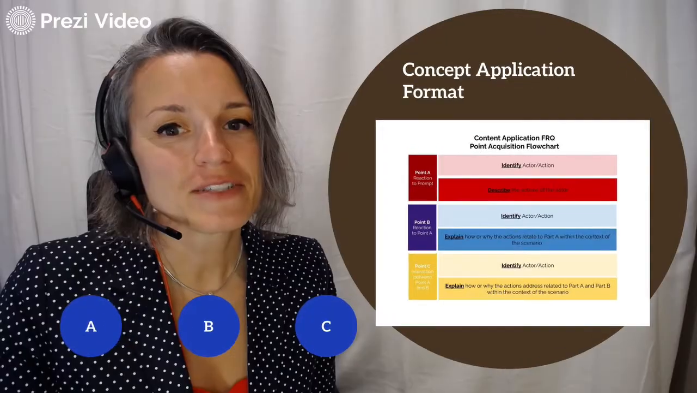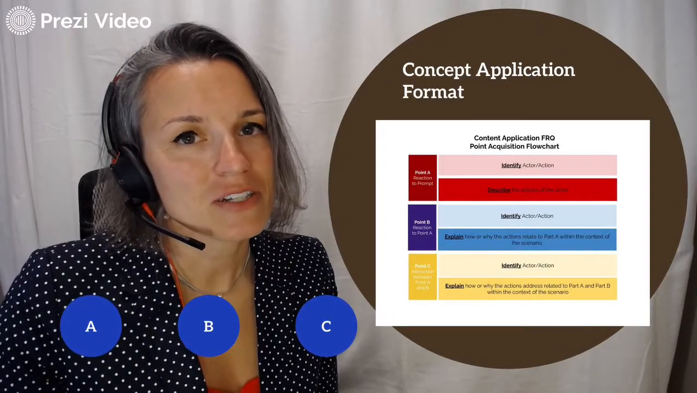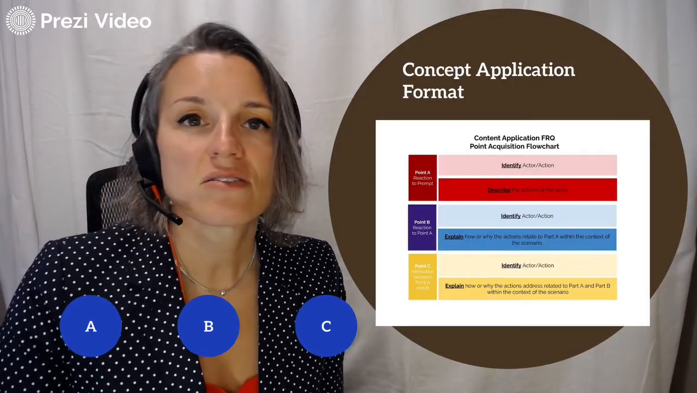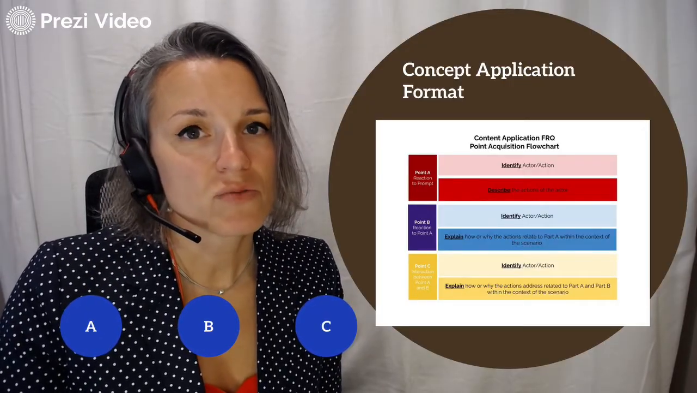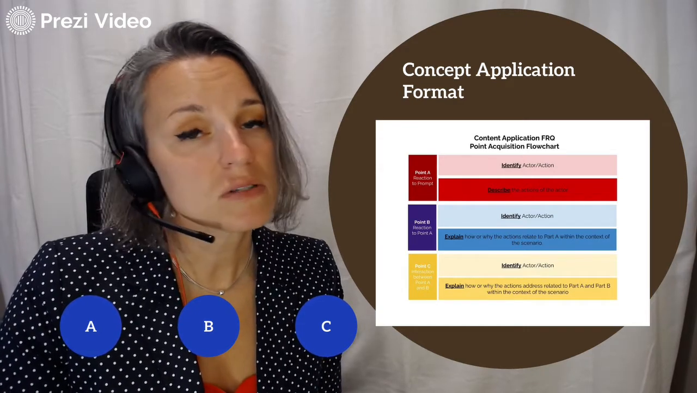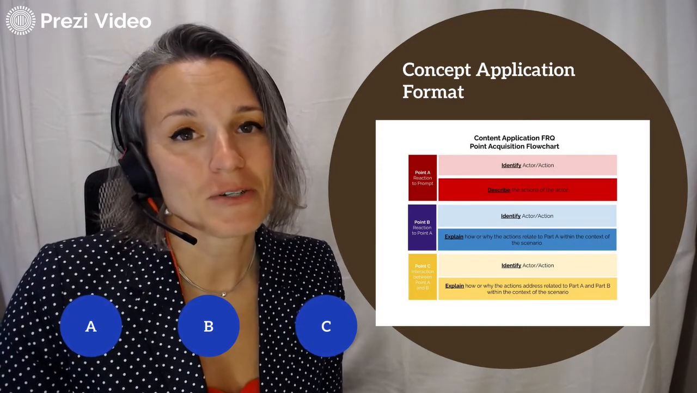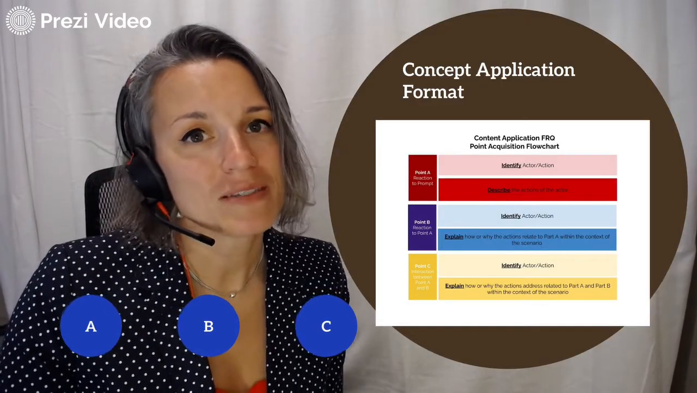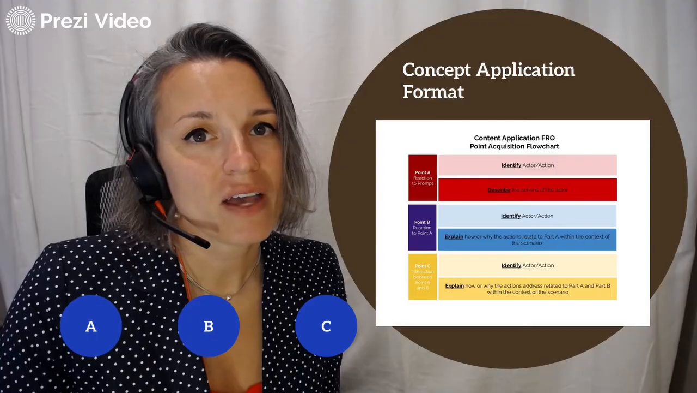All right, so our first stop on our tour of the Concept Application FRQ is a general overview of how it's structured. Here you'll see that there are 3 points. Those 3 points have discrete task verbs that are associated with them, and you're going to be doing something with those task verbs. So it's important for us to note because it's not here. There will always be a stimulus. It's short, it's about 75 to 200 words.